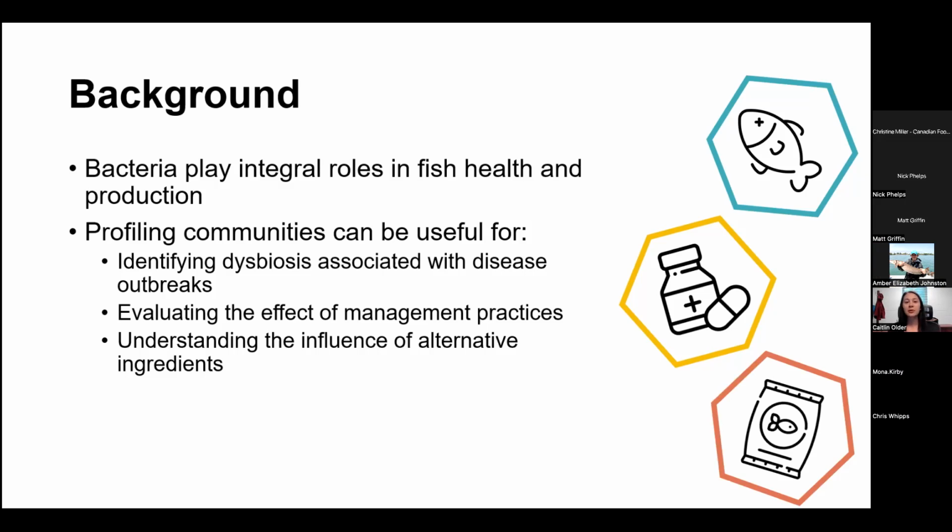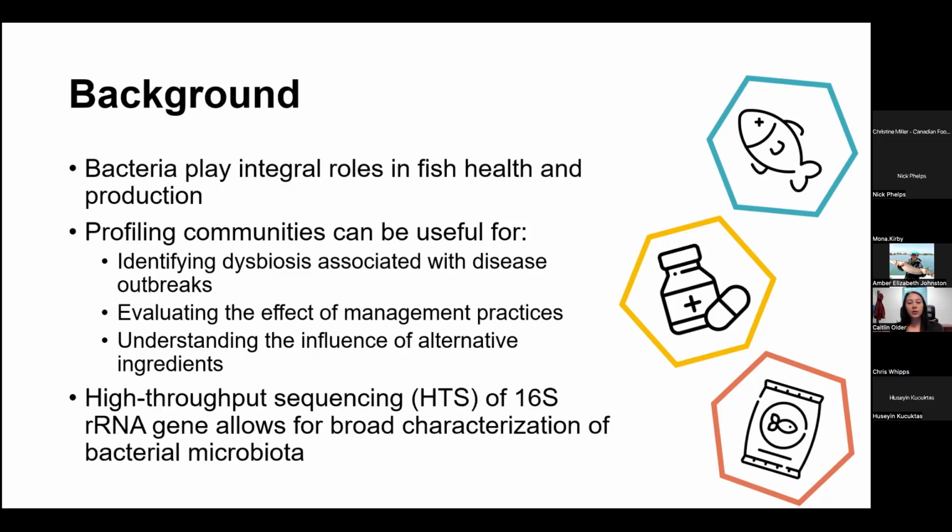Previously, this was mostly done with bacterial culture, but as I'm sure most of you know, bacterial culture is not always easy. Some bacteria just don't grow as well in the lab, and you're not always able to distinguish between two bacteria on culture. And so sequencing-based approaches have really taken first place as a method. And in particular, high throughput sequencing of the 16S rRNA gene has become the predominant method used. It allows for broad characterization of the bacterial microbiota.